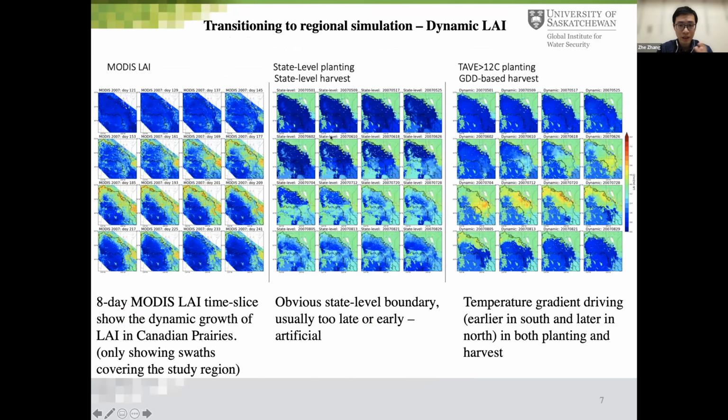And the middle is the state level planting and harvesting, where you can see there's a very obvious state level boundary cutoff, usually too early or too late. And we know that that is artificial.